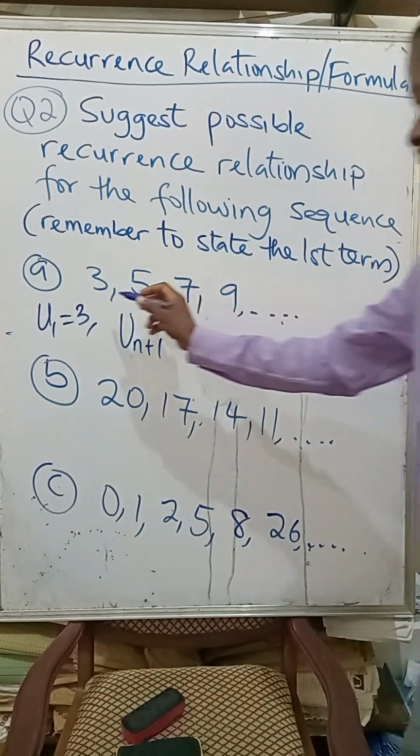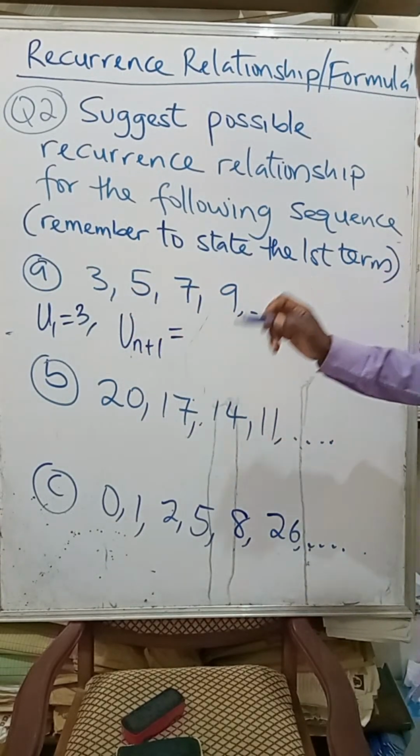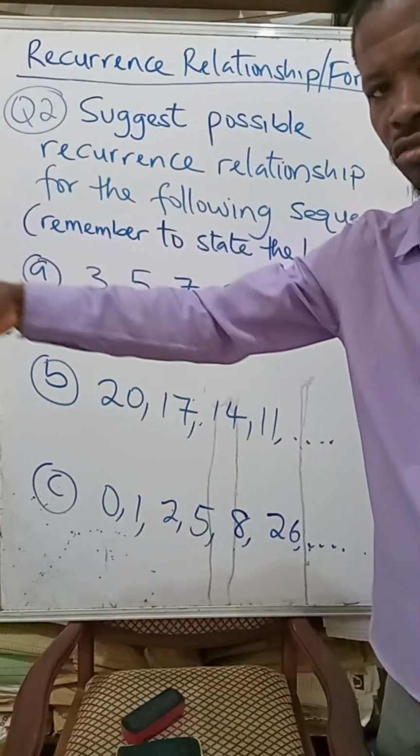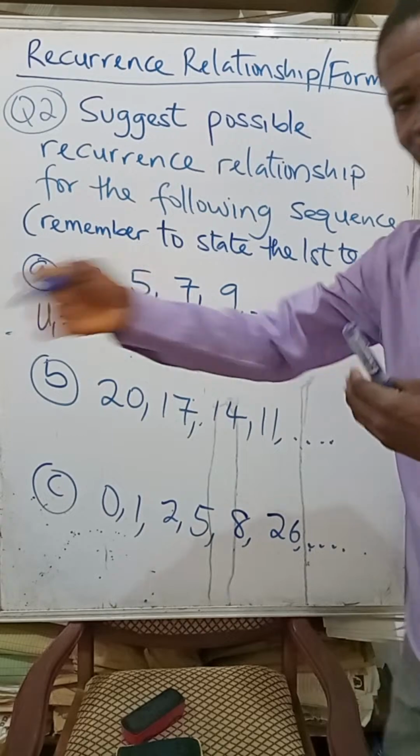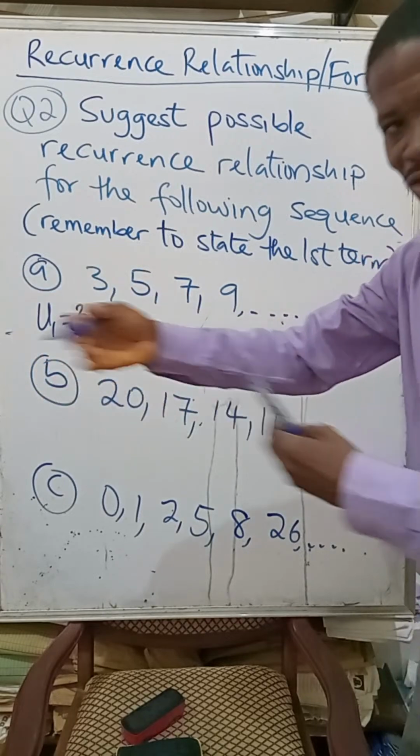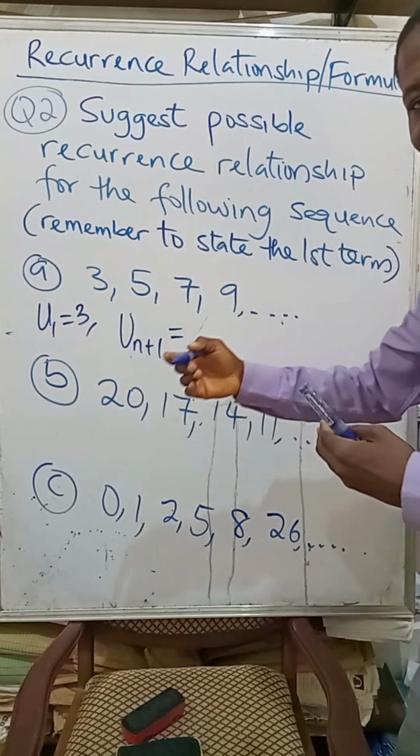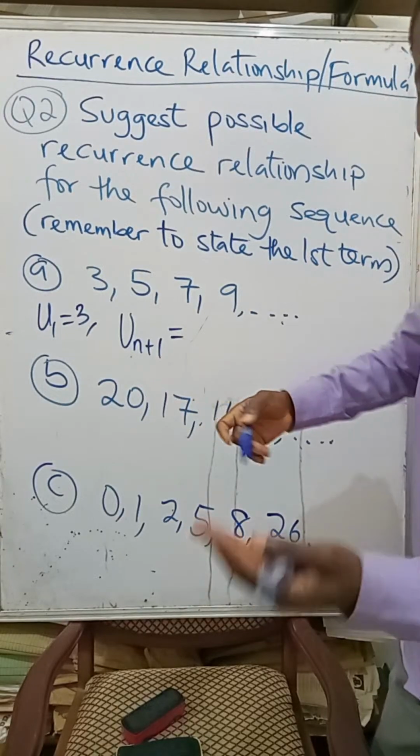If you look at the pattern, you can see it's increasing by 2. The first one is 3. The second one is what? Plus 2. 3 plus 2. The third one is also what? The previous one, plus 2.